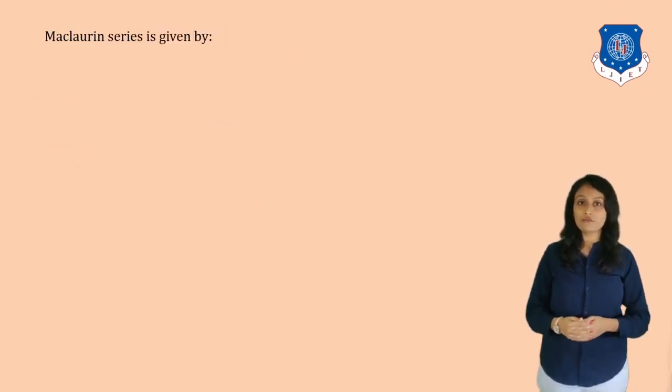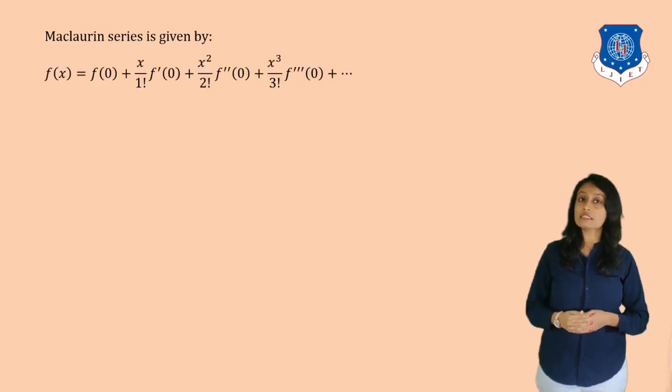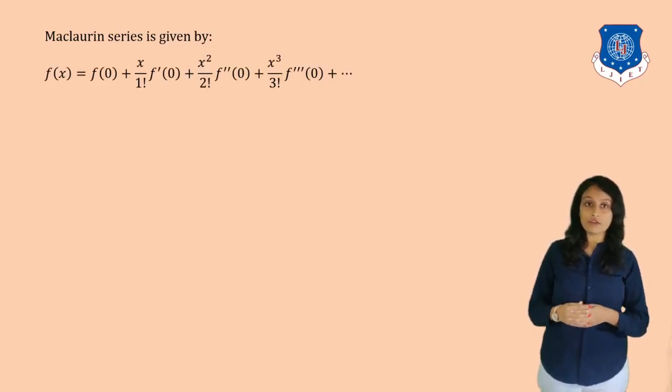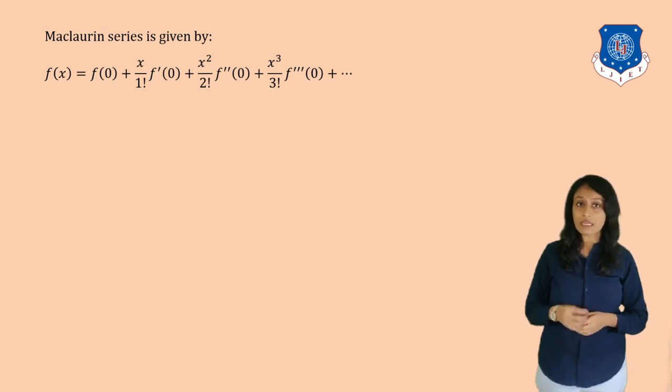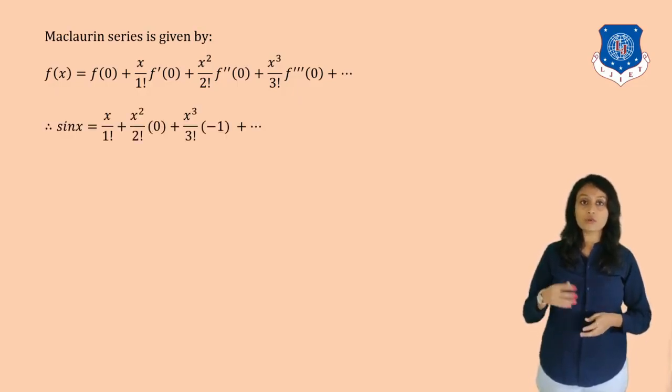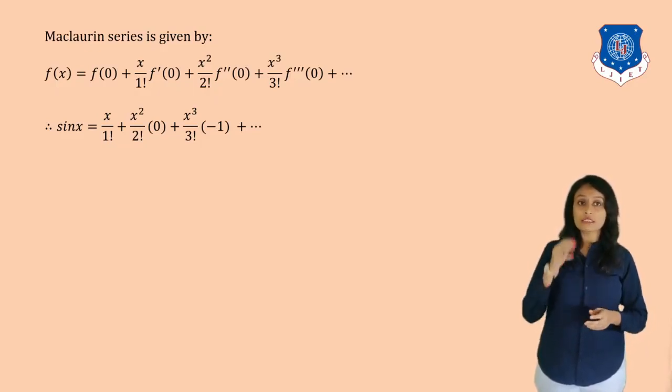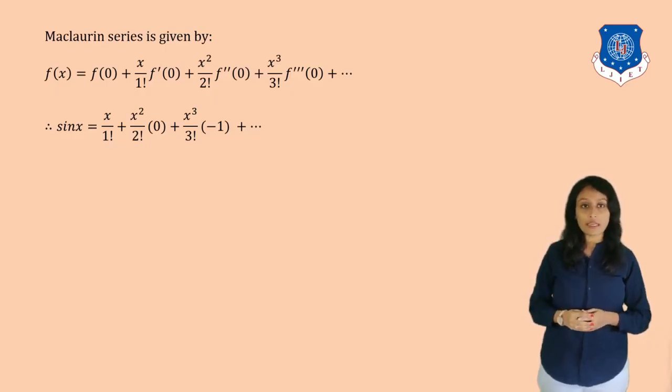Now we will write the formula. The formula of Maclaurin series is given by f(x) is equal to f(0) plus x upon 1! f'(0) plus x² upon 2! f''(0) and so on. Now we will substitute the values of f(0), f'(0), f''(0) and so on. The first term f(0) was 0, so first term is 0. Next, x upon 1! into 1, plus x² upon 2! into 0, plus x³ upon 3! into minus 1.